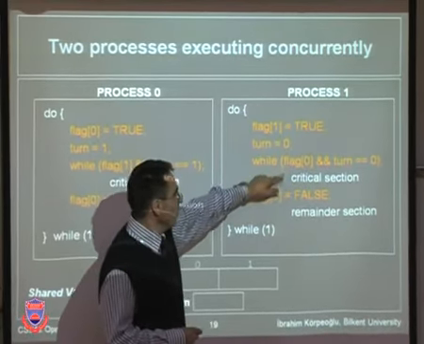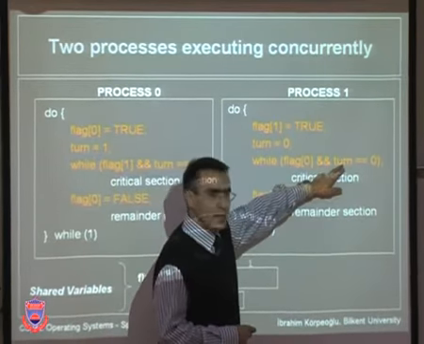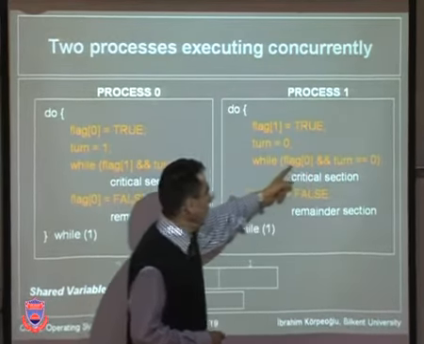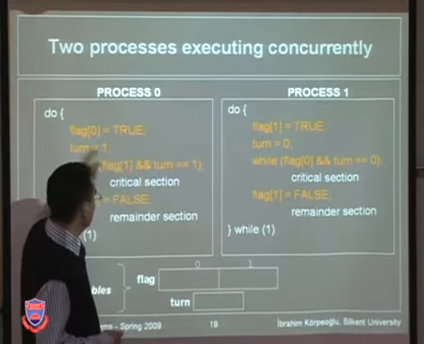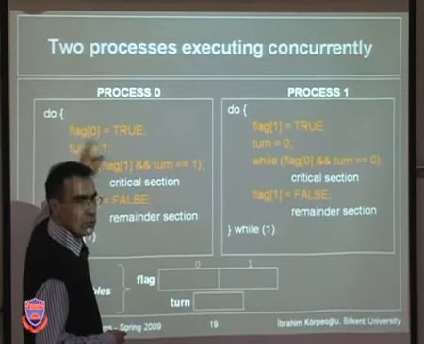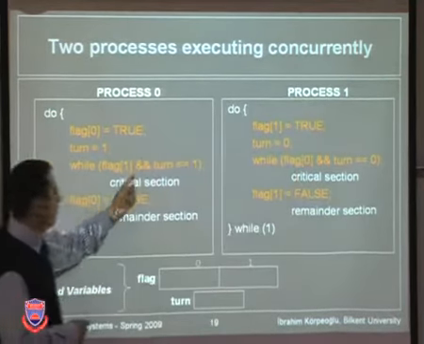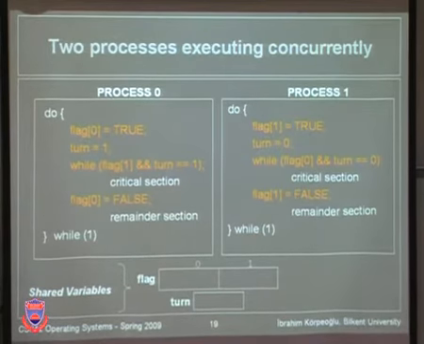Since it sets the turn to 0, now this process will wait, will loop around. So this condition will be true, and flag 0 is already true, because this is around here in its execution, so it has set flag 0 to true. So now this process has to wait, and this process will be able to run and enter the critical section, okay? Any questions about this solution?